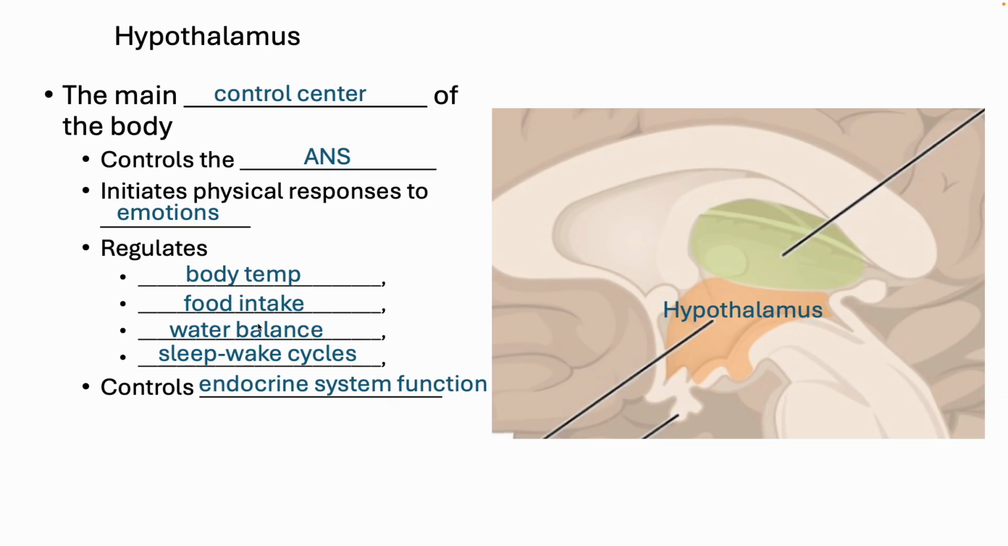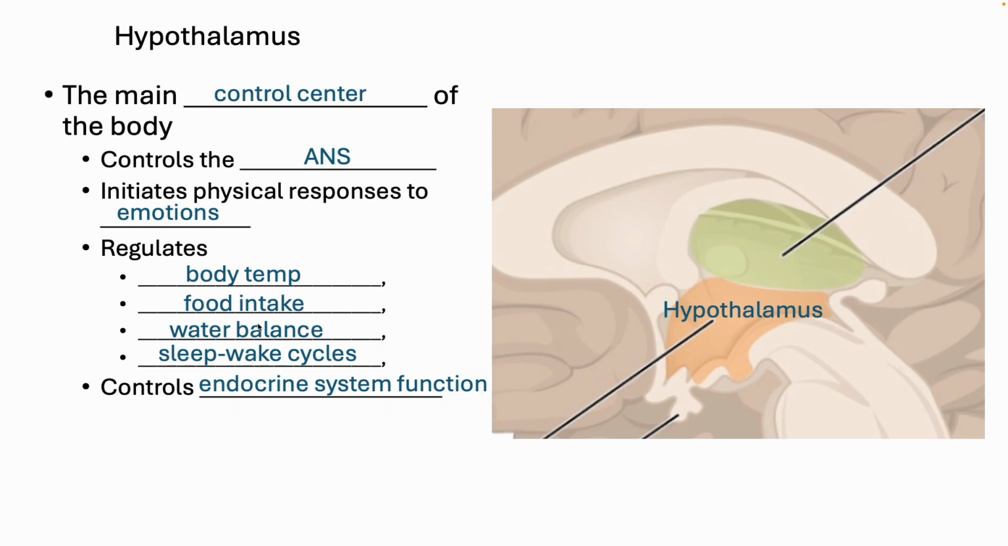The hypothalamus is the main control center of the body. It controls the autonomic nervous system, is responsible for initiating physical responses to emotions, helps regulate body temperature, food intake, water balance, sleep-wake cycles, and will control the endocrine system function. So as far as the endocrine system control, it has two important roles. First, it's going to be releasing and inhibiting hormones that control the hormones of the anterior pituitary.